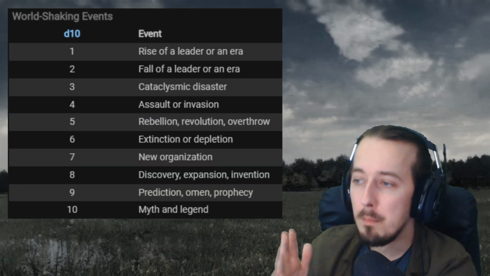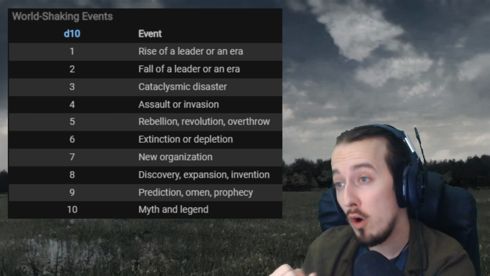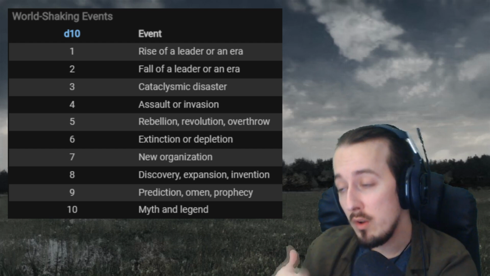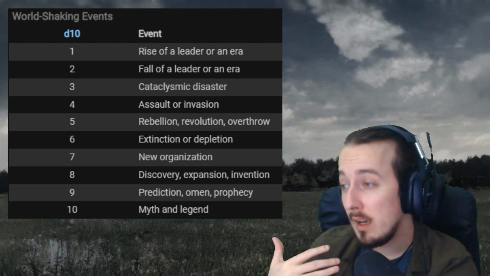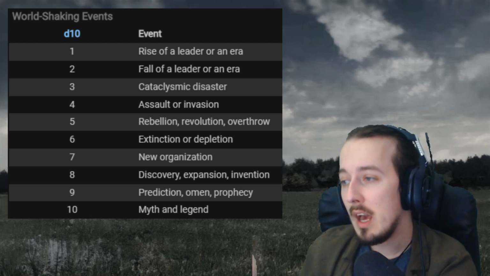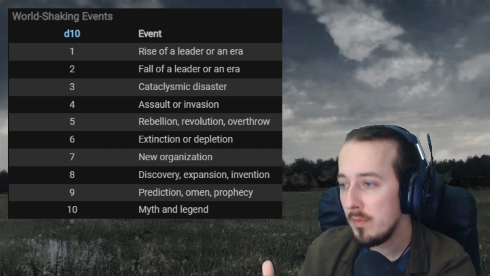But anyway, for my last campaign, which involved an immortal elven prince who was conquering a human kingdom, I rolled 1, 4, and 5, which is rise of a leader or an era, assault or invasion, and lastly, rebellion, revolution, or overthrow. Usually, I roll on these tables, and that's enough for me to get the creative juices flowing.